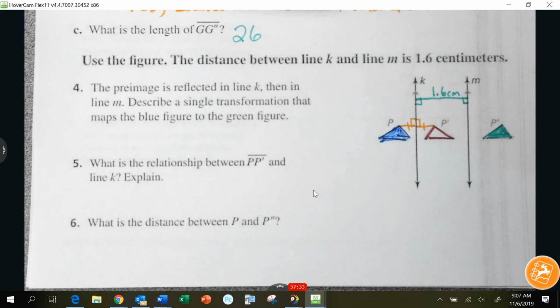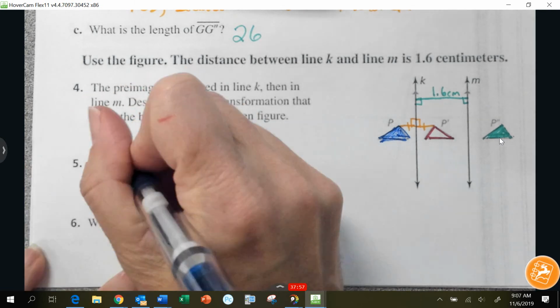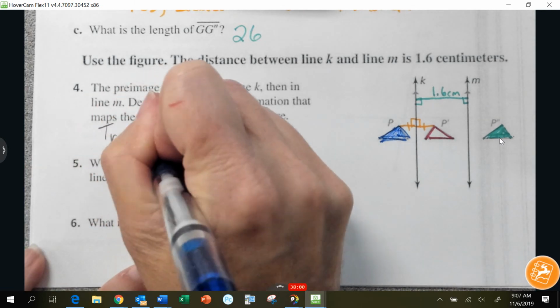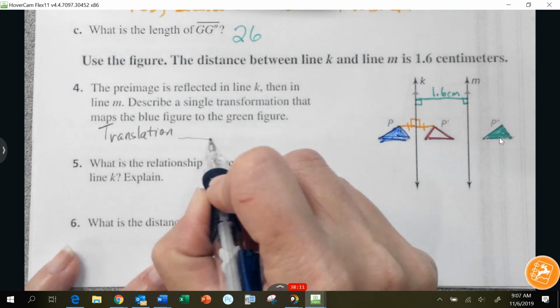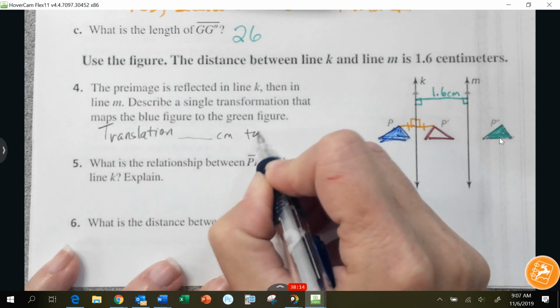Let's see. Emily, can you help me out? What is the single transformation that maps the blue figure to the green figure? Can you tell me the direction it translates? And do you know how far it translates? Did you answer question 6? Okay. Translation, so many centimeters to the right.